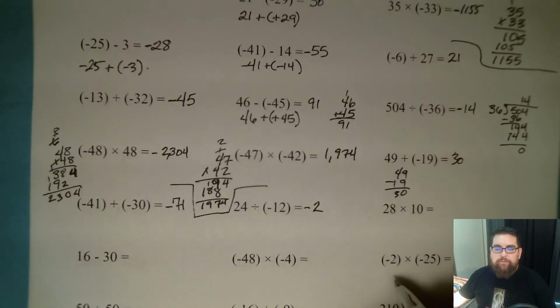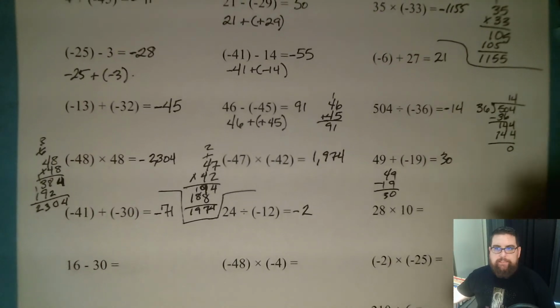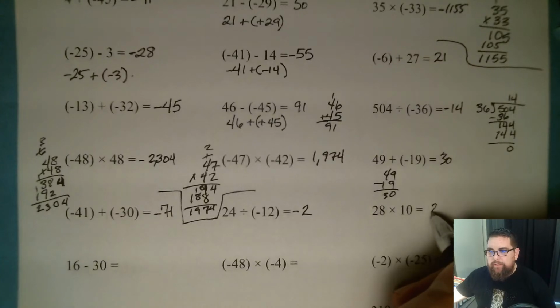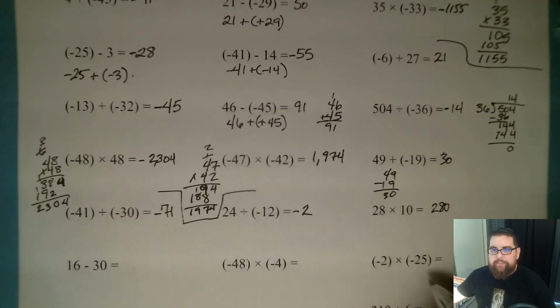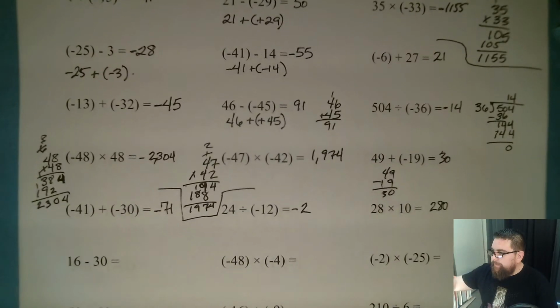28 times 10, there's no sign in sight, which means both these are positive, which means our answer will be positive, hallelujah, because that never changes. So we get 280. If you're multiplying by 10, you just slap a 0 on the end. Technically, you're moving the decimal. We're not getting into that. All right, so that was nice and easy. Let's go ahead and go on to the next one.